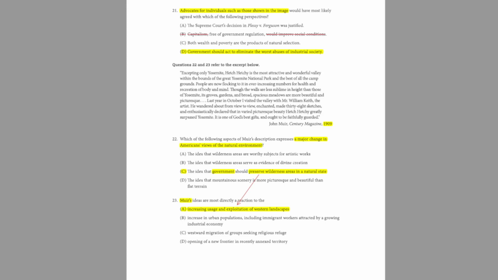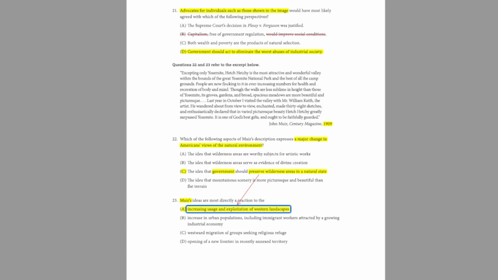Question 23. Now, if you connect your thinking from question 22 to 23, the right answer becomes even clearer. Why would someone like Muir be calling for government protection of nature? Because the land was being exploited by companies, cities, and industries. That's exactly what A is saying: increasing exploitation of Western landscape.